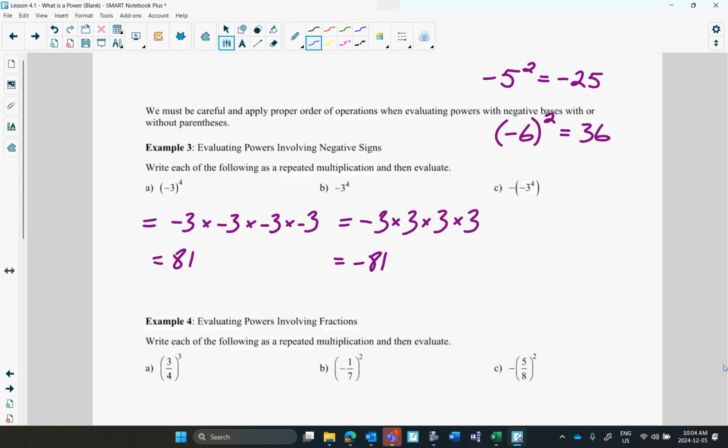Now this one's got a couple negatives in it. Well, what does it mean? It means inside the parentheses I do first. So inside I'm going to do 3 times 3 times 3 times 3. And then I'm going to put a negative on it. But this negative outside tells me I'm going to put another negative on it. So it actually works out to be positive 81.